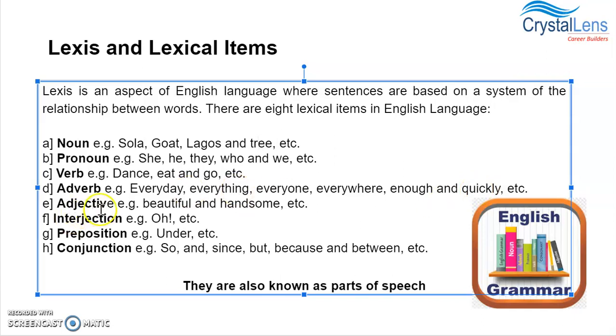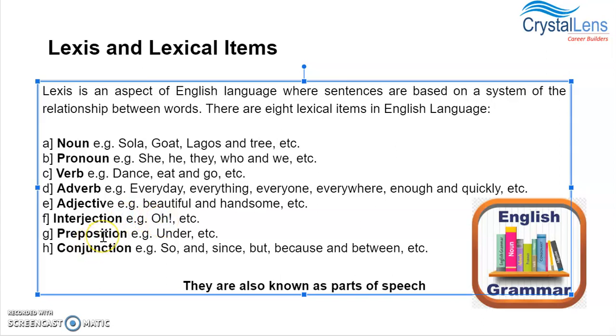Next is adjective. An adjective is a word that qualifies a noun. It tells you more about the noun. So while an adjective tells you more about the noun, an adverb tells you more about the verb. An example of adjective is beautiful. An example could be Shola is beautiful. So the word beautiful is telling you more about Shola. And then interjection is an exclamation part of speech like, oh, I forgot.